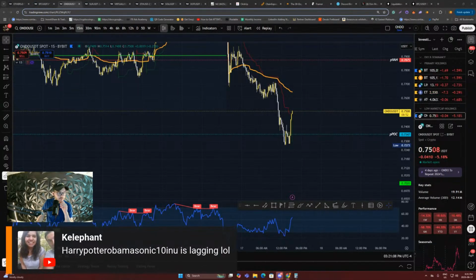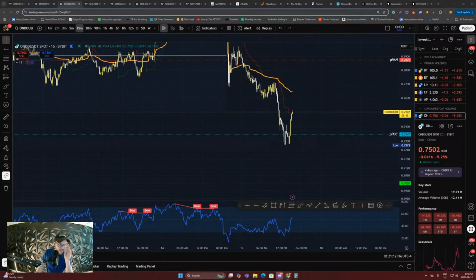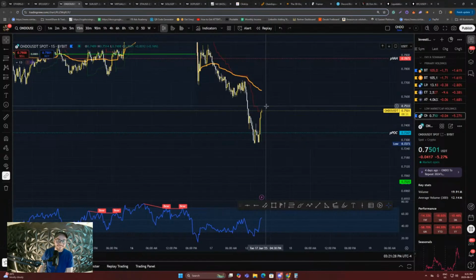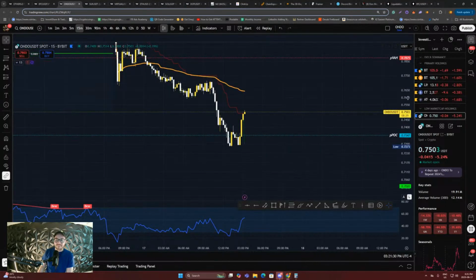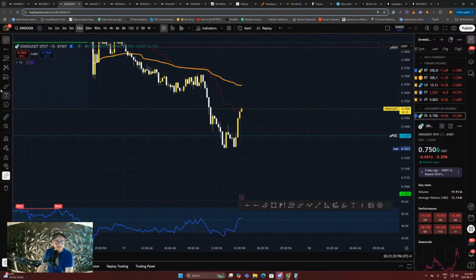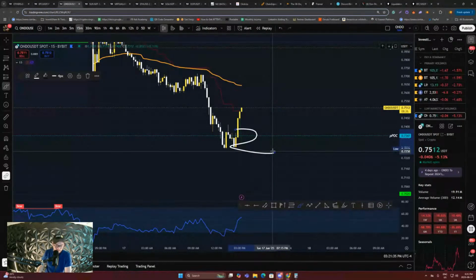Harry Potter Masonic 10 Inu is lagging. Obviously that's low cap. There's nothing out there in the world that has a name like that unless it was super low cap. I don't even know if I want to put that in my chart, man. Yeah, that's rough. Be careful trading that one. You'll probably have a slippage event that will just have your stop loss dodged.